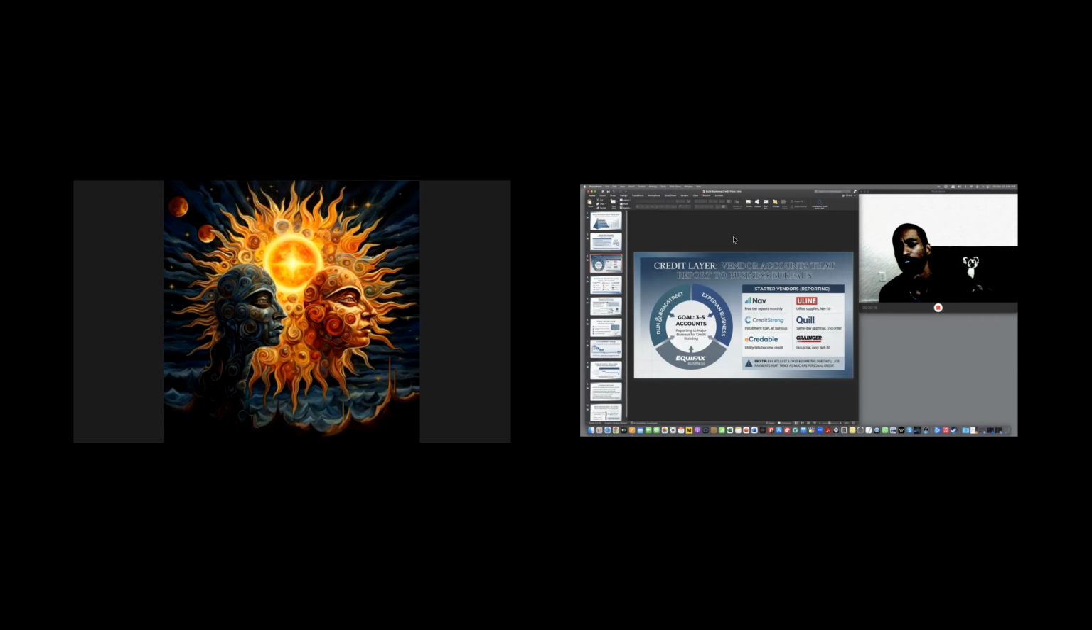All right, so now once we have the foundation structure, we want to understand the layers, the vendor accounts that report to the business bureaus, and what it all means, okay? So the ultimate goal is to get 3 to 5 accounts reporting to the major credit bureaus, all right? So that's Dun & Bradstreet, Experian Business, and Equifax Business. And I'm going to show you how to get all three of those.